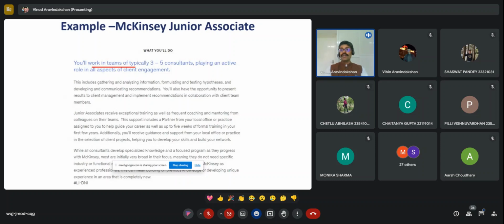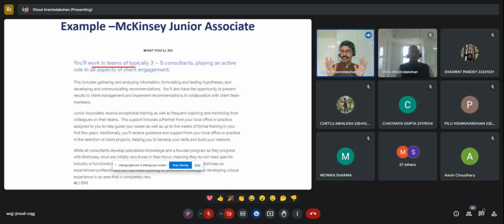So why don't we jump in into doing an example, right? Like I said earlier, I don't want this to be a one-way monologue from my end. So let's do this. McKinsey. I pulled up this job description from the McKinsey website. So this is the McKinsey website, and you see a bunch of information here.